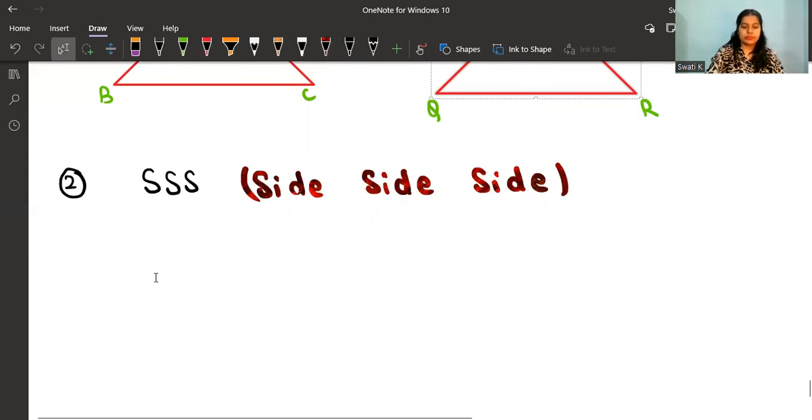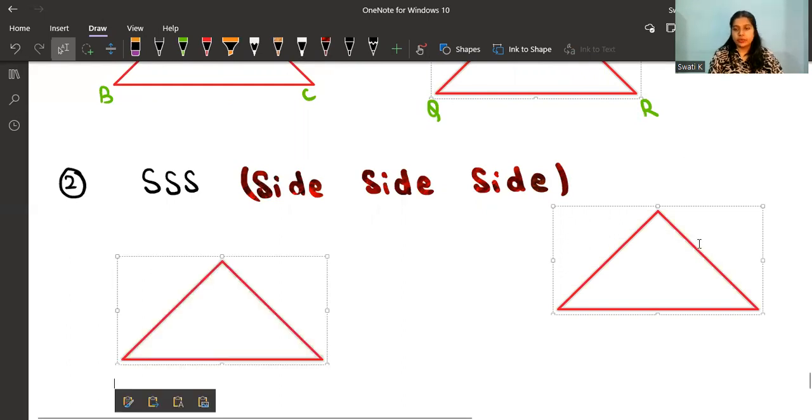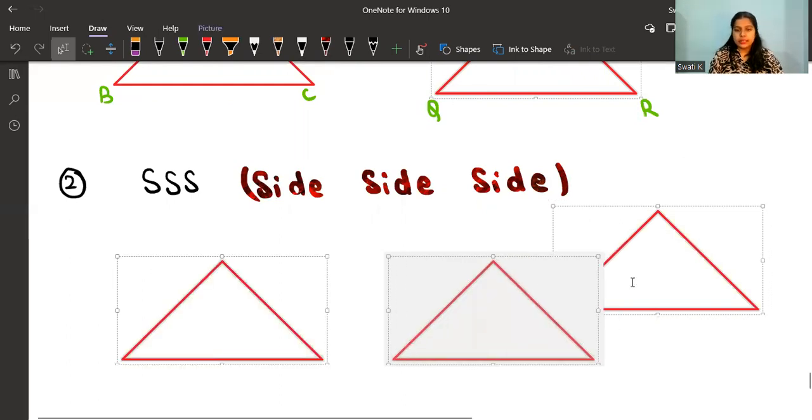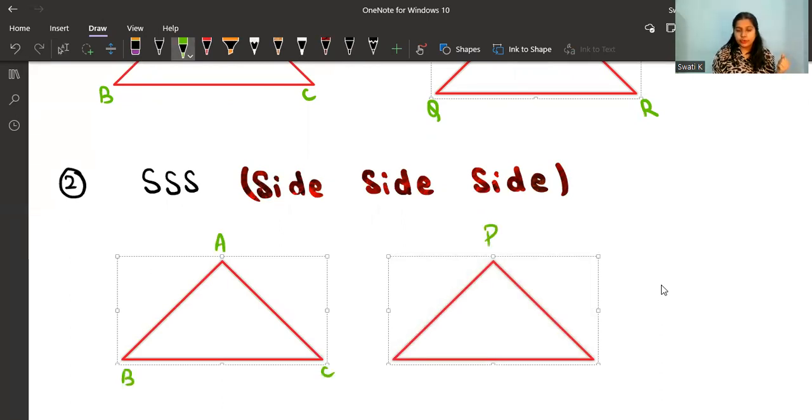So let me show you the two triangles. This is the first triangle and the second triangle. You can see both the triangles are, of course, same shape, same size, everything is same. Now here, suppose this is ABC and this is PQR, right? Here you can notice one thing: if I take AB equals PQ, AC equals PR and BC equals QR.